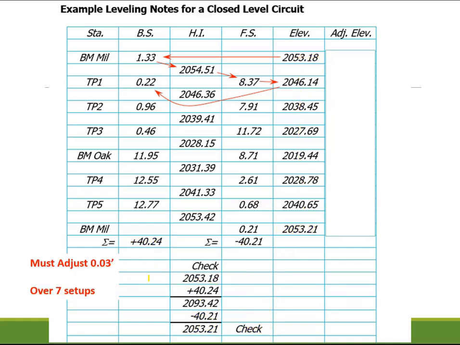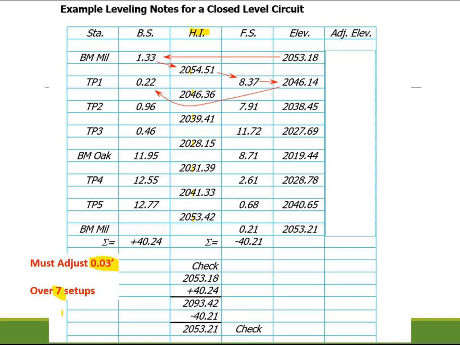So we must adjust this error, 3/100ths of a foot, and we're going to distribute that amongst the number of times that we set up that instrument, right? You can tell this by looking at how many times I moved the instrument, the HI. I have 1, 2, 3, 4, 5, 6, 7 setups. 7 times I had positioned or repositioned the instrument, and those are going to inherit this error adjustment.